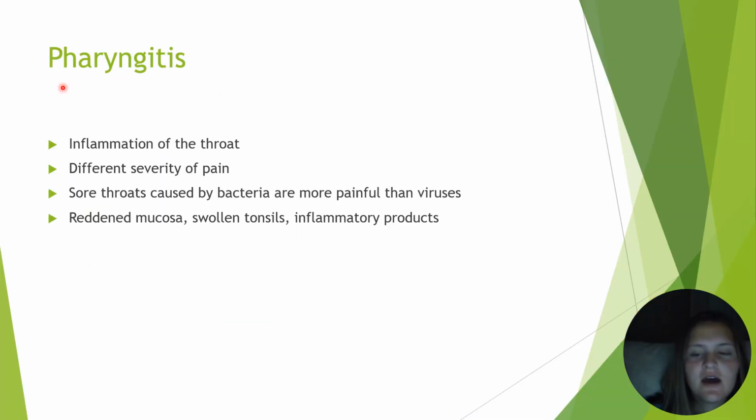So next, I hit on pharyngitis. So this is inflammation of the throat. This can occur with many different conditions, usually strep. There are different severities of pain. I thought this was interesting that sore throats caused by bacteria are more painful than viruses. And usually you see reddened mucosa, swollen tonsils, and inflammatory products.